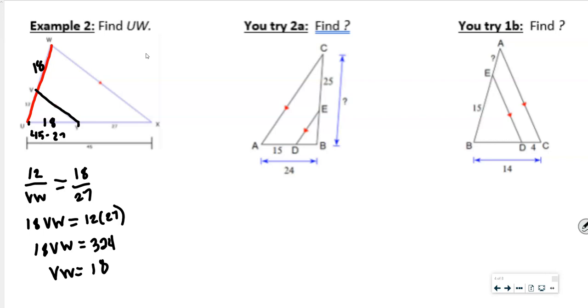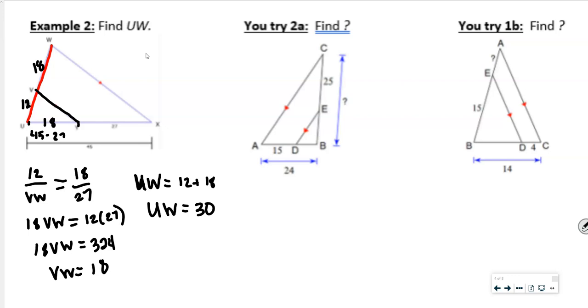So that's 18 right there, and this again was 12, okay? So 18 plus 12, so if we're looking for UW, that's going to be equal to 12 plus 18, so UW is equal to 30. And again, 12 over 18, is that equal to 18 over 27? That's what you're going to check, just to make sure.